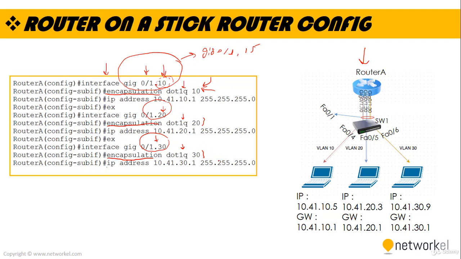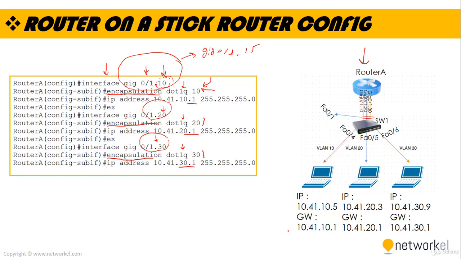Okay, then the last thing we are doing here is assigning an IP address for each sub-interface. For example, for Gig0/1.10, I'm assigning 10.1.10.1. For Gig0/1.20, I'm assigning 10.1.20.1, and 10.1.30.1 for the other one.